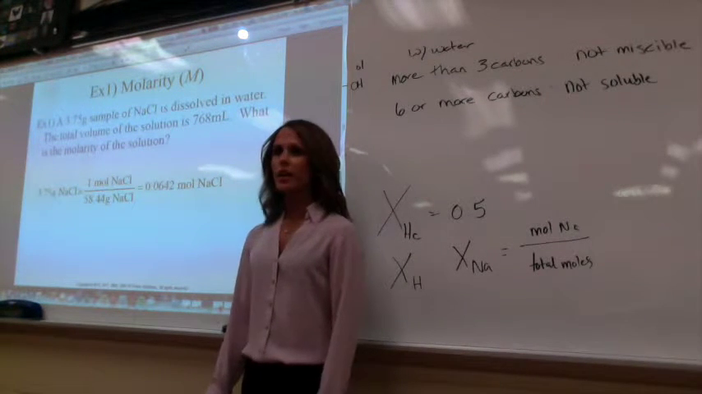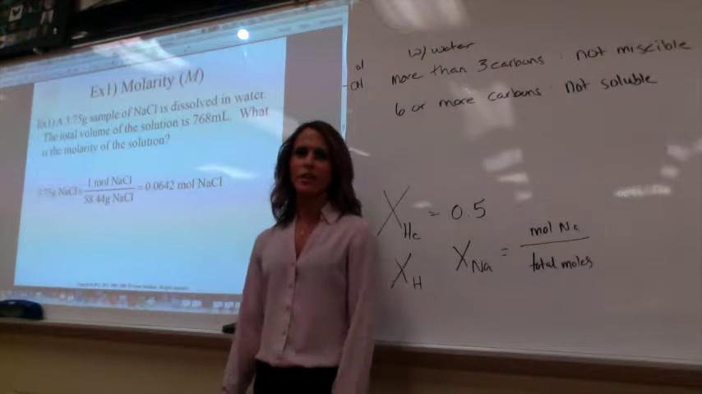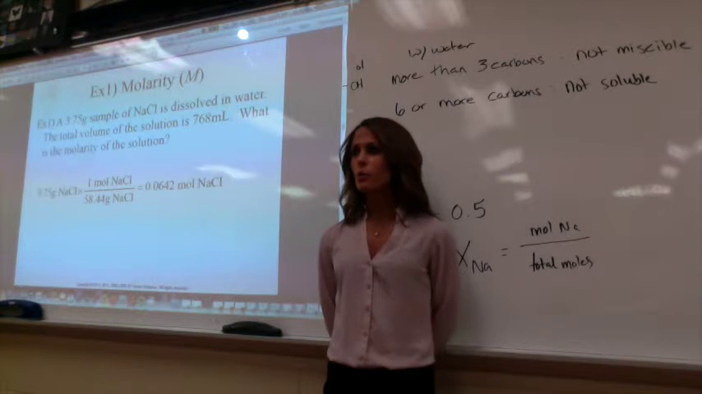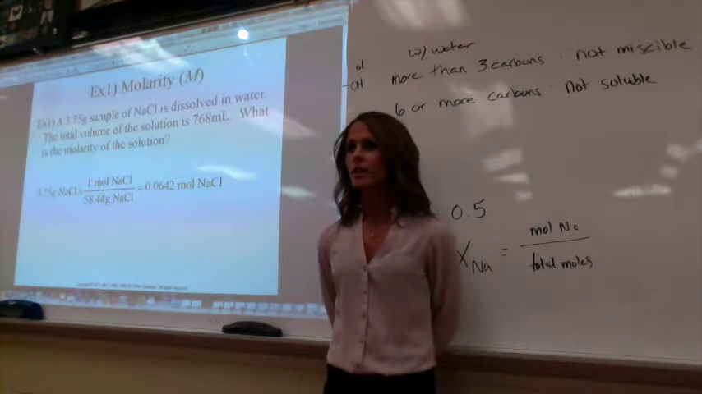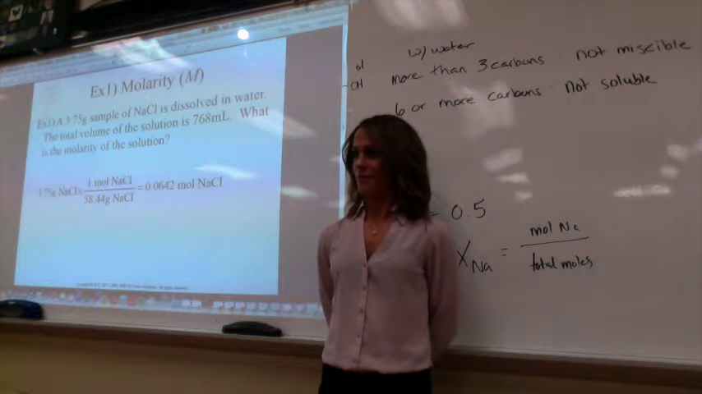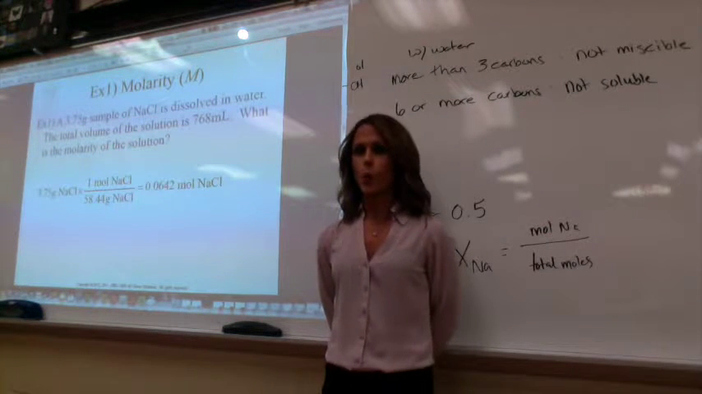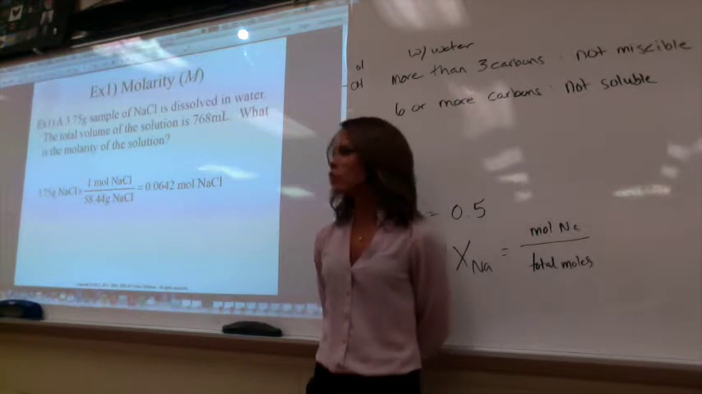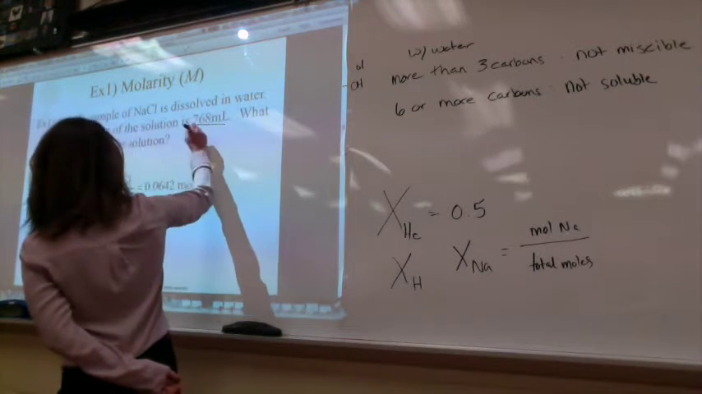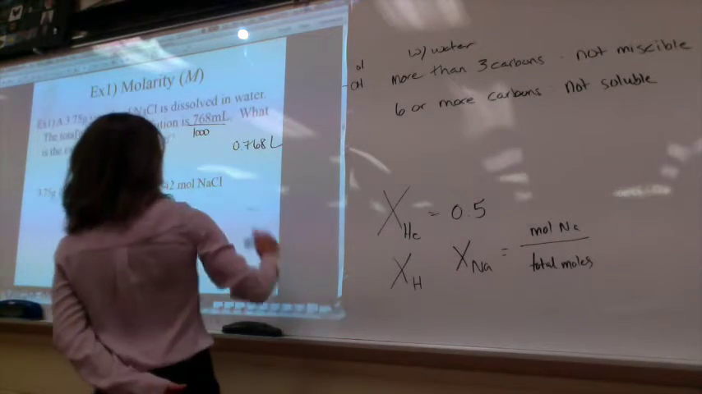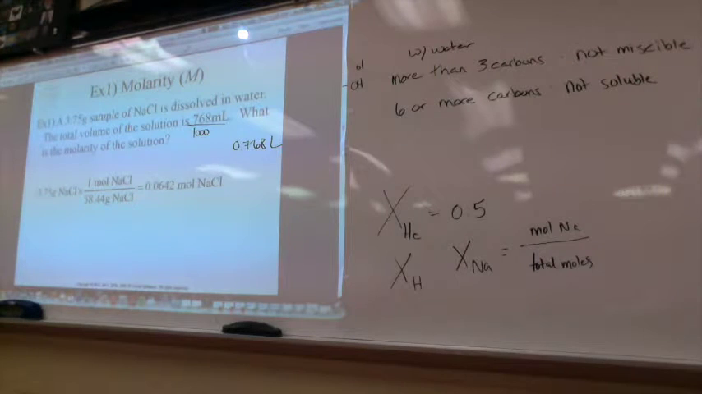All right, so now I calculated moles. How do I calculate molarity? Concentration. That's what molarity is, concentration. You take your moles and you divide it by... what number? Right, 0.768, this is super simple. This is milliliters. I divide by 1,000 to give me liters. You move your decimal 3 to the left to give you 0.768.